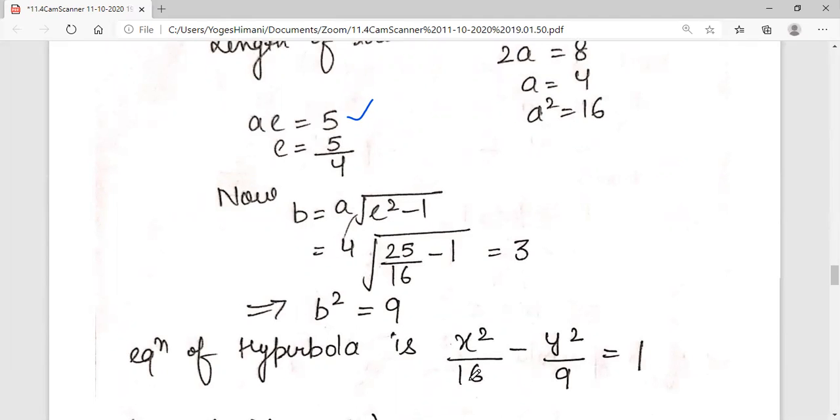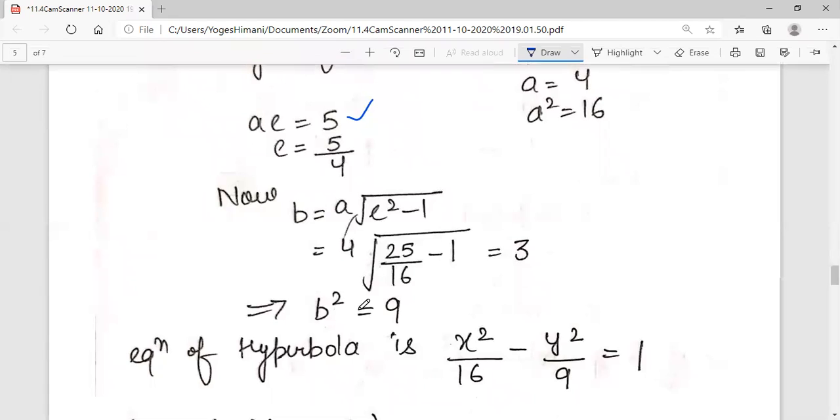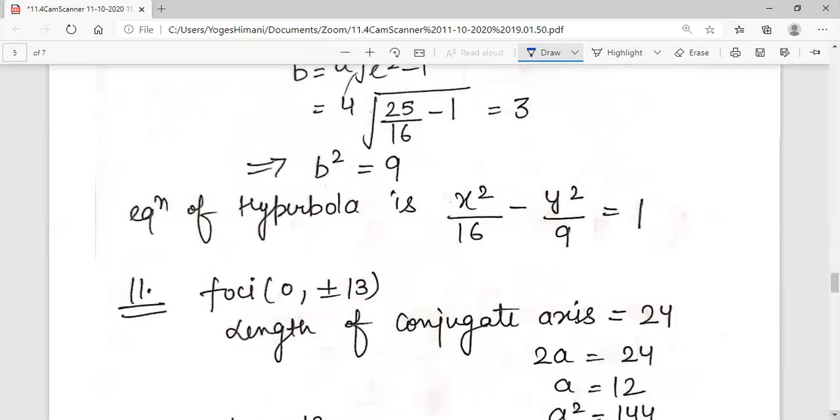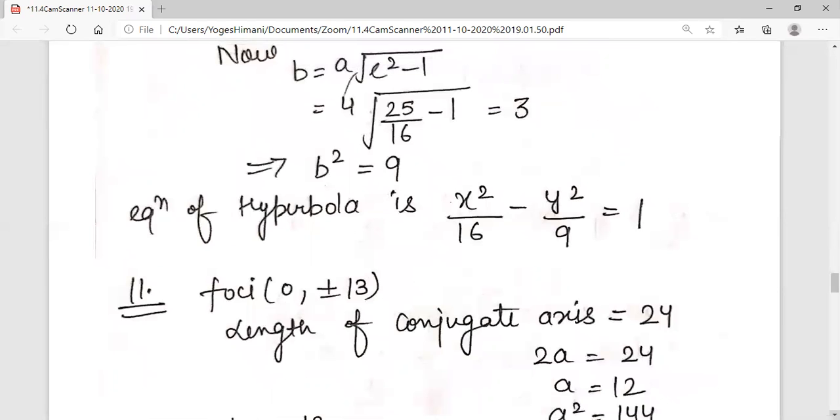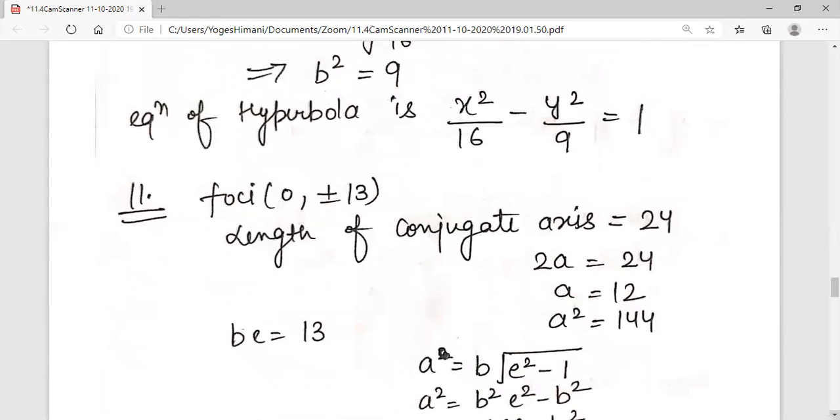Then what is the equation of the hyperbola? x square by a square, a square means 16, minus y square by b square. What is b square? Just now we have solved, 9, is equal to 1. Question number 8 done. And student, question number 9, this is the same. 9th and 10th are totally the same. You have to try these questions, because till the time you try, you will not be able to get to know how to solve the questions.